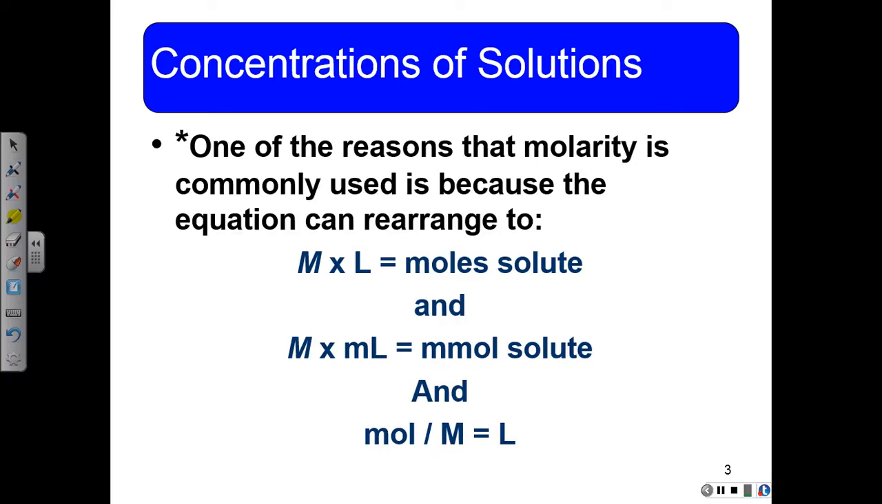we move our liters over there. Molarity times liters equals moles. Does everybody see how that rearranges? Just simple algebra there. So we can take the molarity, or the concentration of a solution, times its volume and get moles. So instead of grams to moles, we're going to take molarity times liters to get moles.